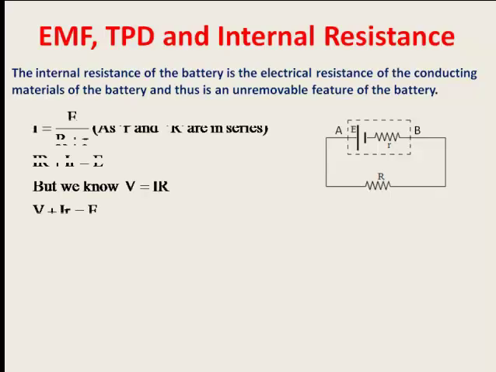Now let's talk on the mathematics part of it. Since small r and capital R are in series, we can say the total current is provided by the EMF. So I is equal to E upon R plus r. We cross multiply. IR plus Ir is equal to E.